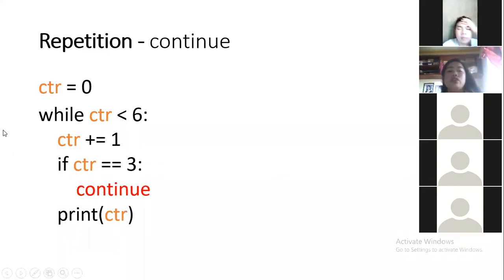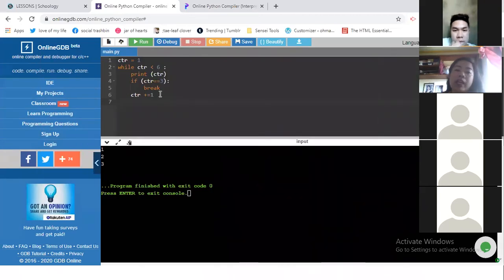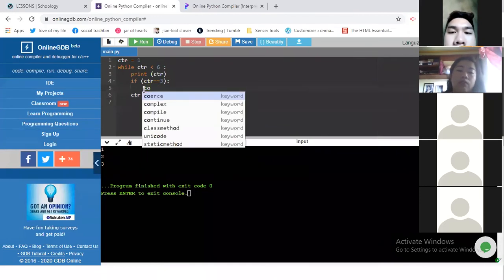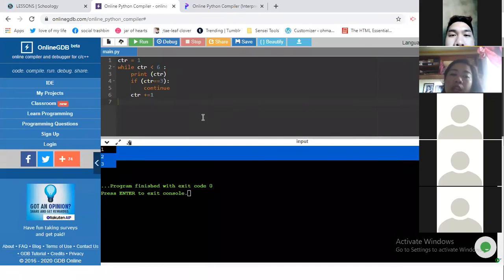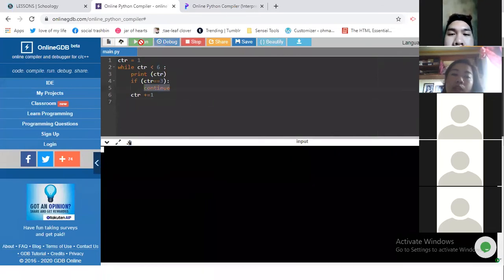Next is continue. So sa continue, counter gets 0. Ano ginagawa nito? Counter gets 0, while counter is less than 6. Let's check natin kung anong ginagawa ng continue. Mag-i-skip siya ng 3. So kung sa break, puputulin niya totally. Anong gagawin nito? Palitan lang natin to. Continue. Ano ba yung magiging output niya? So kanina pag break, 1, 2, 3 lang yung output niya. Pag ginamit natin yung continue, ano magiging output?